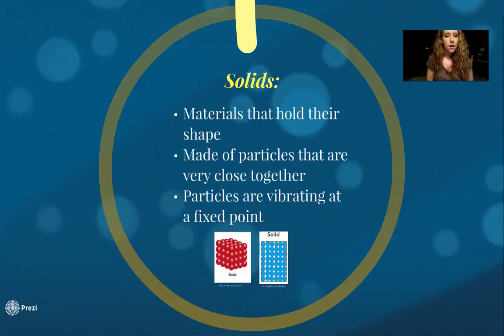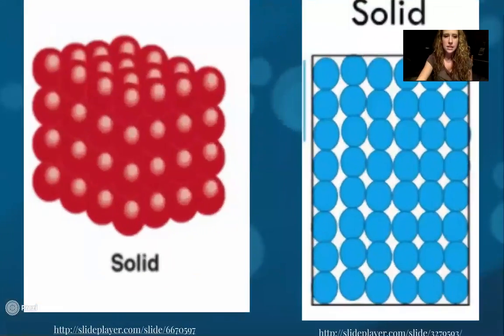Now, solids. Solids are materials that hold their shape, like we said before. They are made of particles that are very close together, and these particles are constantly vibrating at a fixed point. They're not moving around, they're staying in their own spot, but they're vibrating back and forth. You can see in these images of solids the tiny circles, and those are particles, and you see how they're very close together. They're not moving around or going far away. They're staying in their own spot.